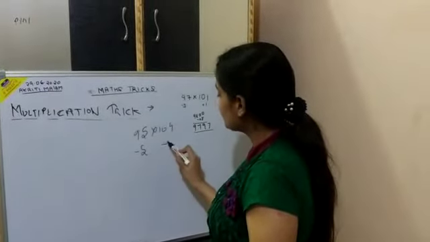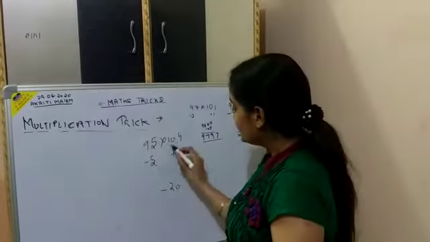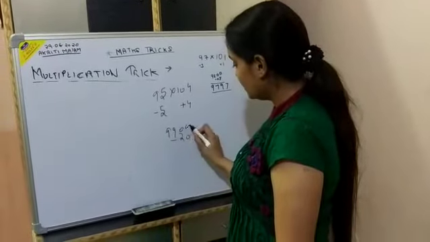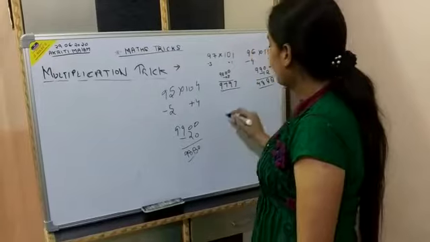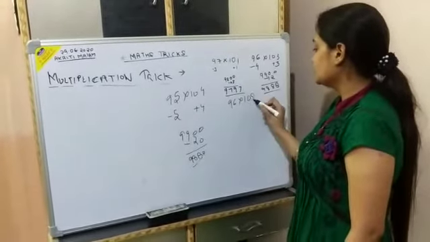The other example is 95 into 104. This is minus 5, this is plus 4. Minus 5 into 4 is minus 20. 104 minus 5 is 99. We'll write 00 here. The answer is 9880.